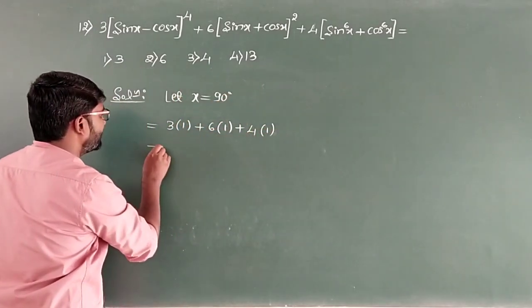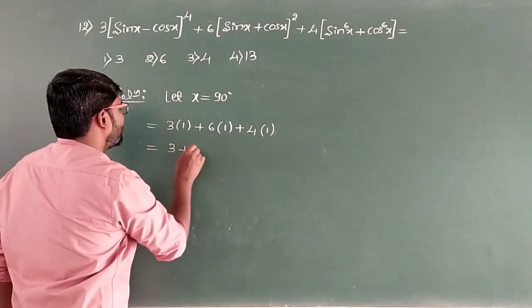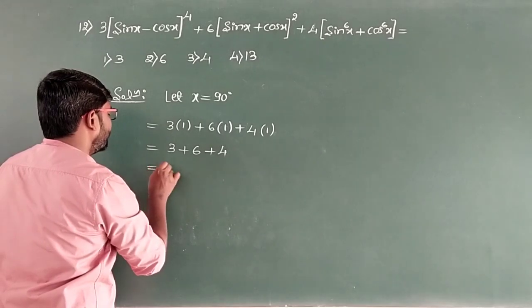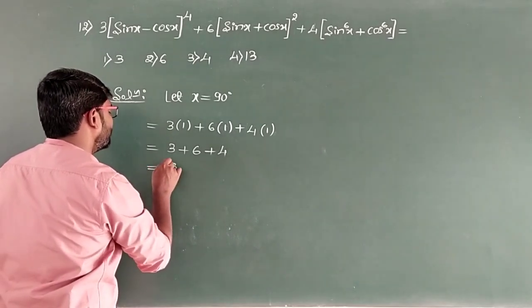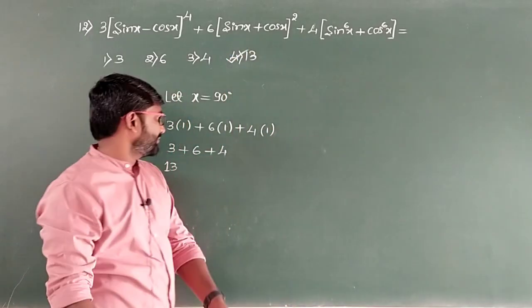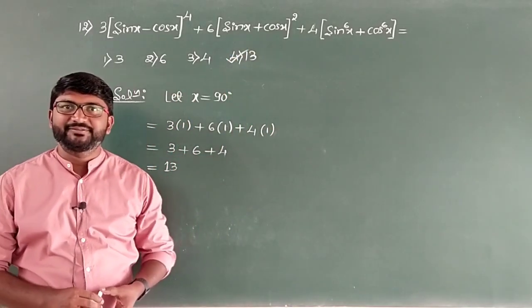So overall what do we have now? 3 plus 6 plus 4 is 13. So check the given options now. Option 4 is the correct answer. So note down this, then we'll take up the next question.